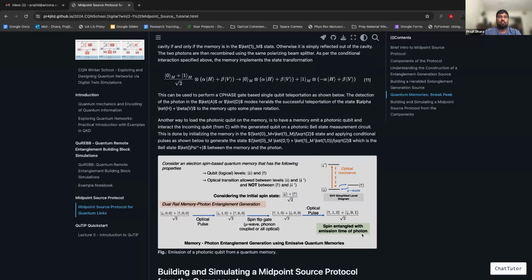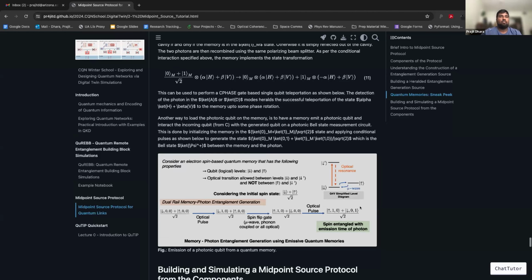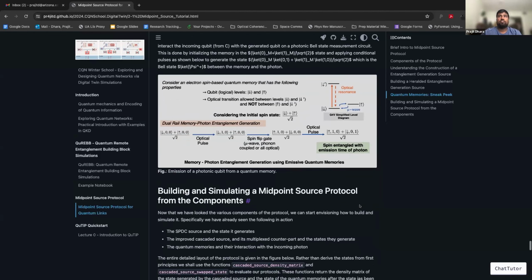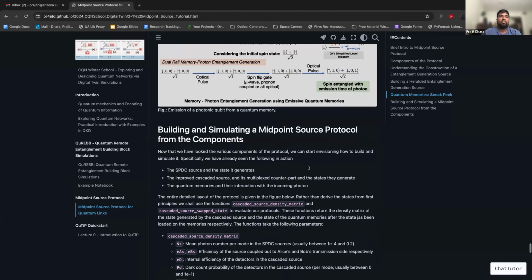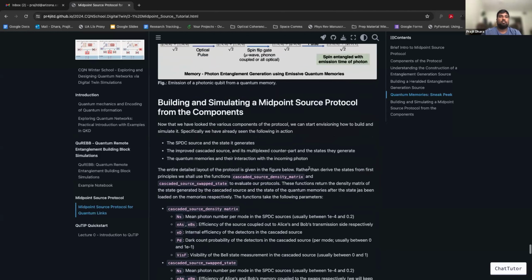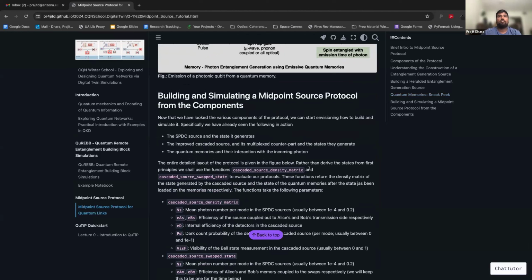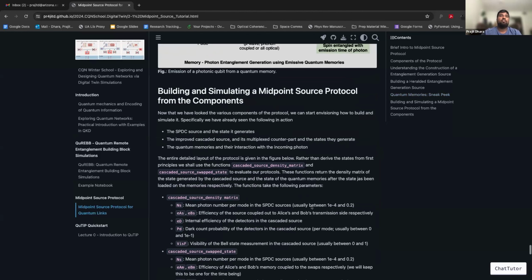And as Chuck had shown in his previous tutorial, you can convert between a time bin dual rail encoding to a polarization dual rail encoding using some linear optical circuit. So with all of these components, one can then go ahead and build a midpoint source protocol, and the detailed physical models are how much you want to consider for your simulation.